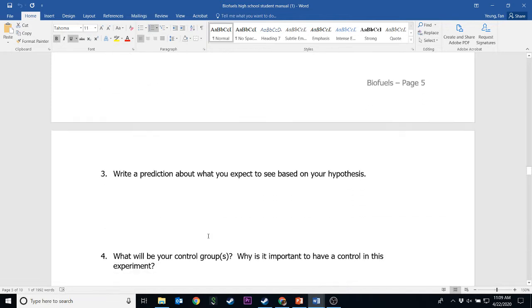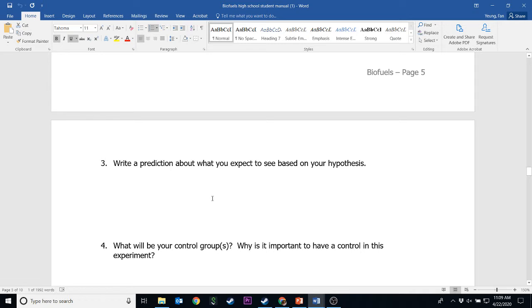So after you do that, you'll make a prediction about what you expect. Let's say my prediction is corn cob will make more glucose because it has more cellulose, and therefore it will make more alcohol. The glucose will ferment into alcohol. Okay, so that's the prediction you have.